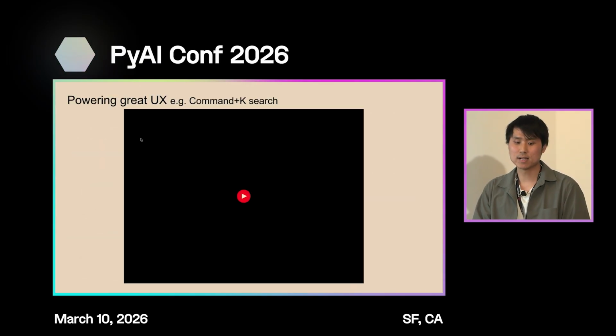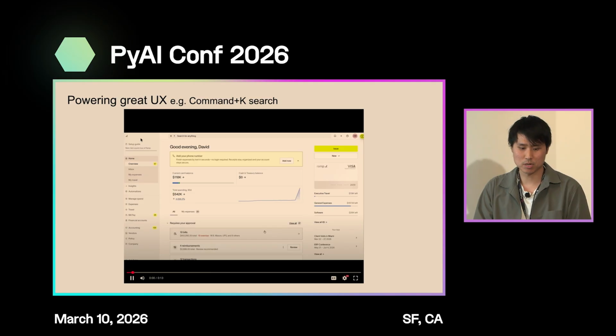So having a better search platform allows us to power great UX for our users. A great example of this at Ramp is our Command K search. So it's a one-stop search for anything they need. So I just have a quick video demo of this.